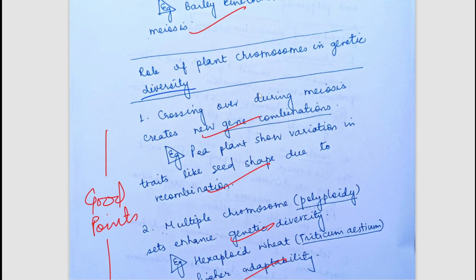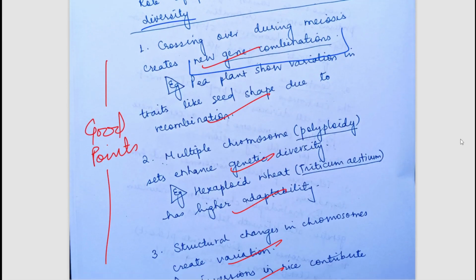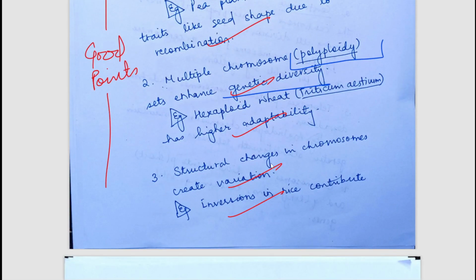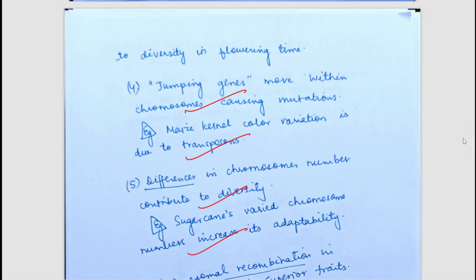So it helps in crossing over during meiosis, creates new genetic combinations. It helps in multiple chromosomes, that is polyploidy, and it leads to enhanced genetic diversity. It helps a structural change in chromosome and creates variation. Jumping genes move within the chromosome causing mutations.